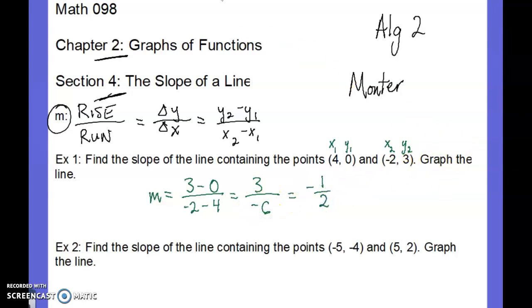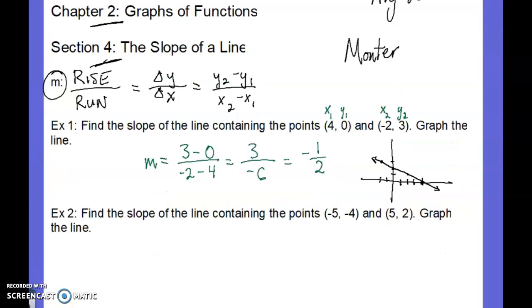Now, since it asks you to graph the line, it'll help you understand, because we're at 4, 0, and -2, 3, you can actually see that if you went down 1, right 2, down 1, right 2, down 1, right 2, they fall on top of each other, which needs to happen for a line.